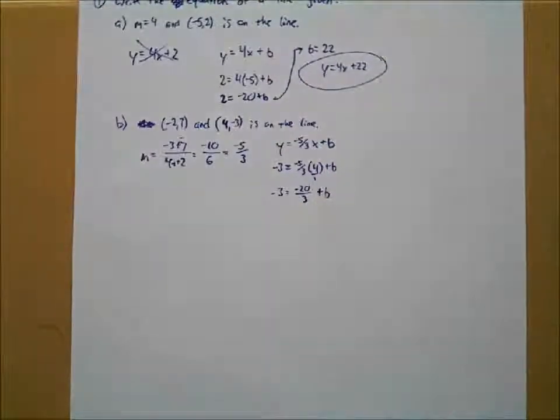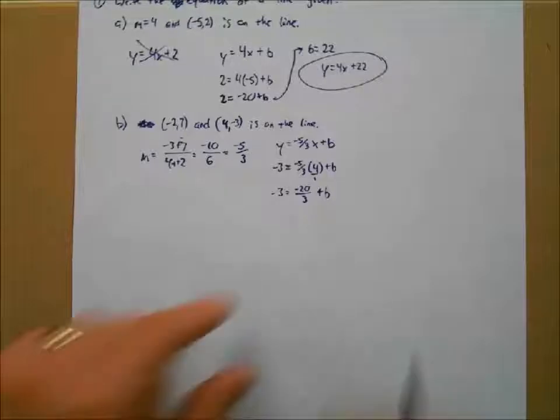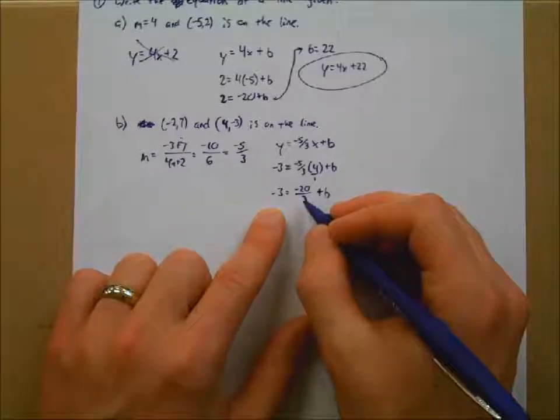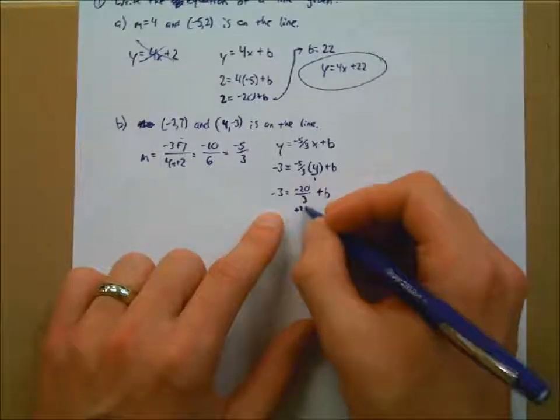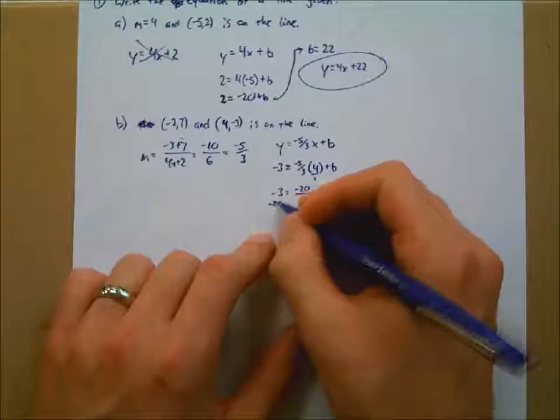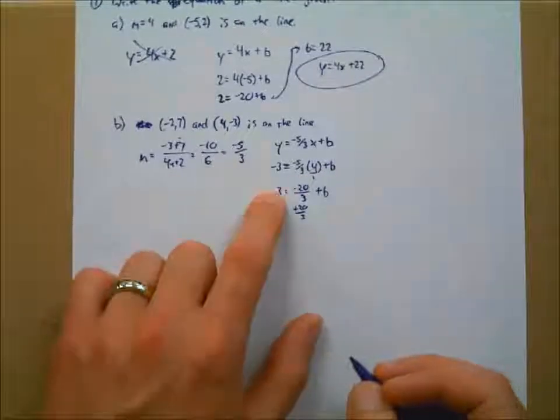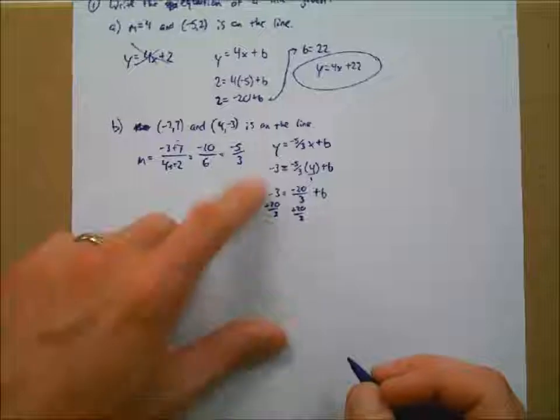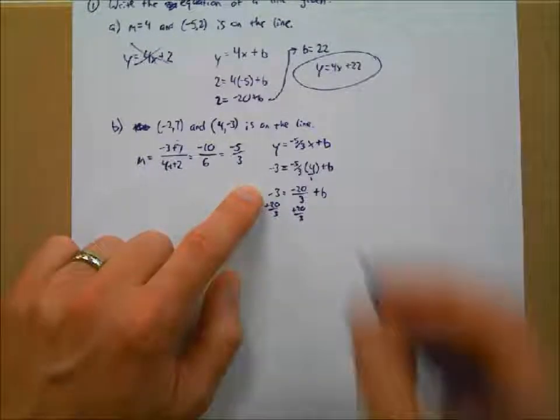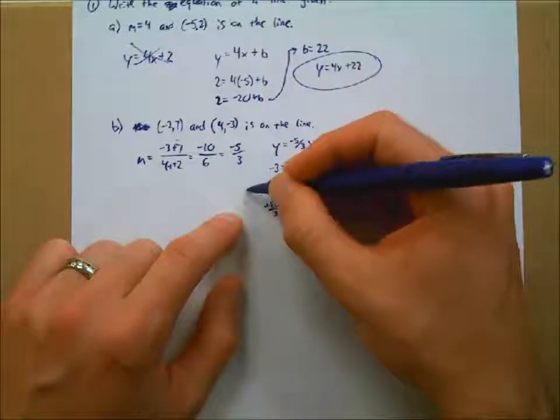Yes. Okay, so 4 times -5/3. Multiplying fractions, guys, is so easy, right? 4 is 4 over 1. So you just multiply the numerators, multiply the denominators. -5 times 4, -20. 3 times 1, 3.